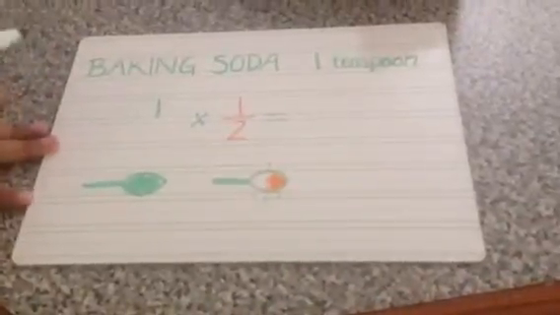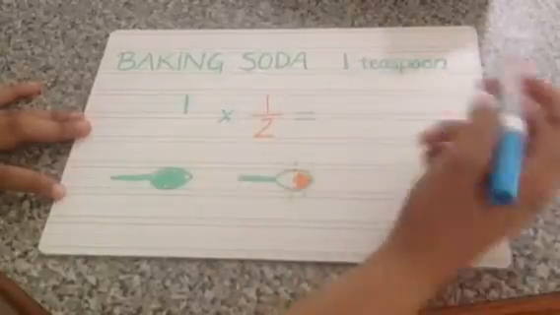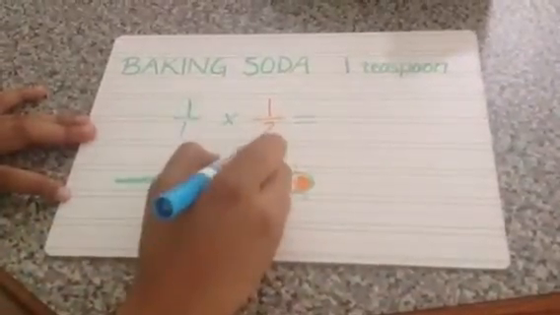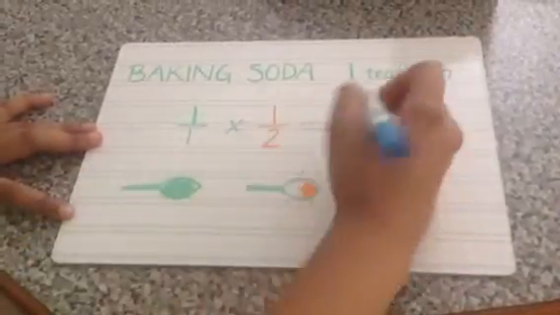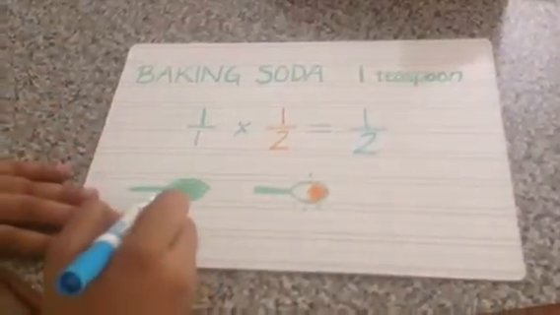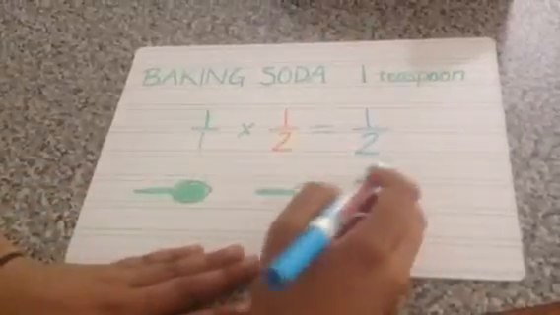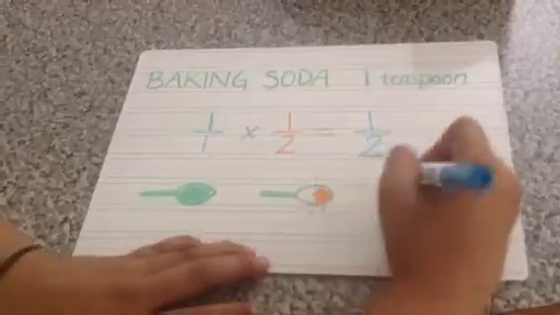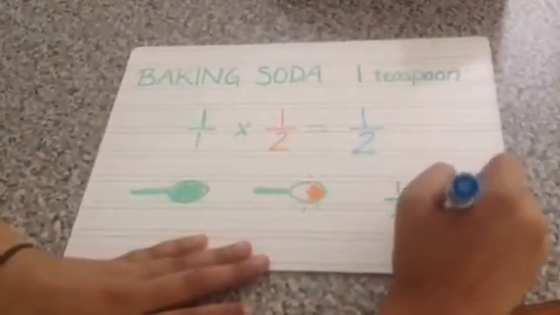The next ingredient it calls for is baking soda. It calls for 1 teaspoon. So we're going to do 1 over 1, and we're going to multiply it by half. So 1 times 1 is 1, and 1 times 2 is 2. If you look here, we have 1 full teaspoon, which is what the recipe calls for, and we're going to multiply it by half. So we cut the teaspoon in half. Now we only need 1/2 teaspoon.